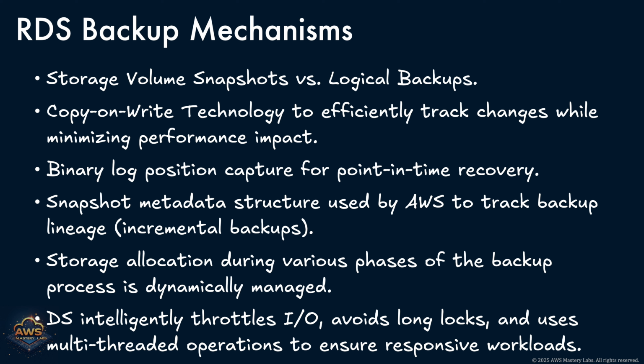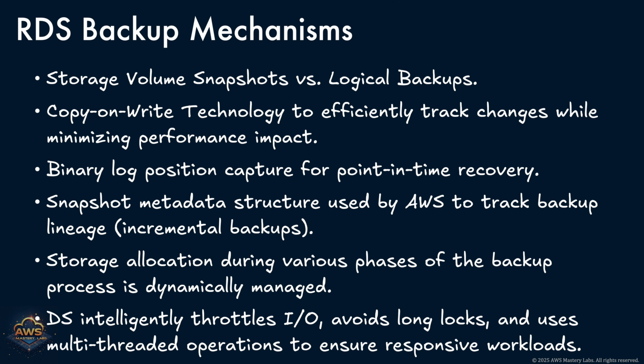Beneath each snapshot lies a snapshot metadata structure, invisible to users but critical to AWS. This metadata maps dependencies, retention rules, and backup lineage, allowing AWS to manage multi-generation snapshots safely and cost-effectively. During backup operations, storage is dynamically allocated for temporary data structures and logs. Knowing how and when AWS charges for that space, especially across regions, can help you fine-tune both performance and cost.